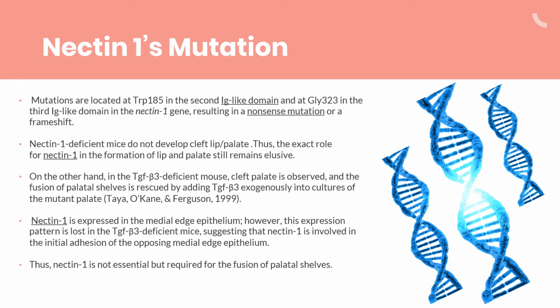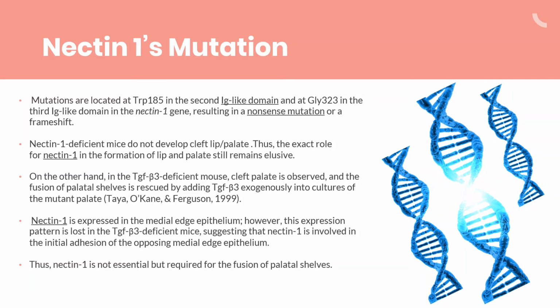But on the other hand, when we see TGF beta 3 deficient mice, and by the way, TGF beta 3 just means transforming growth factor beta 3, anyways, cleft palate is observed, and the fusion of those palatal shelves is usually rescued by adding that TGF beta 3 complex. And so that ends up having the palatal shelves deformed again, right?